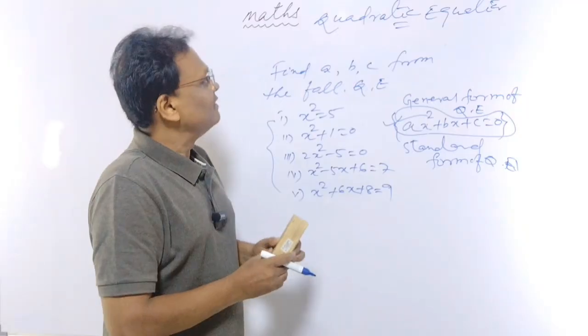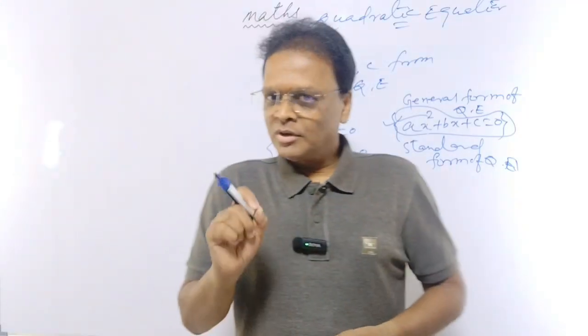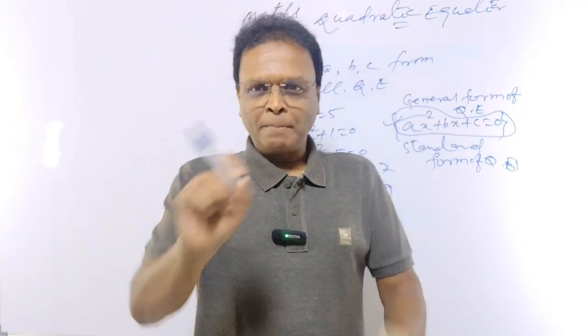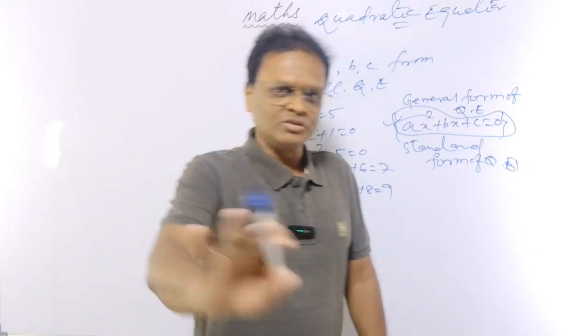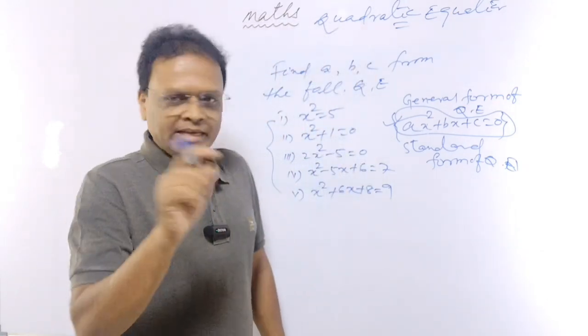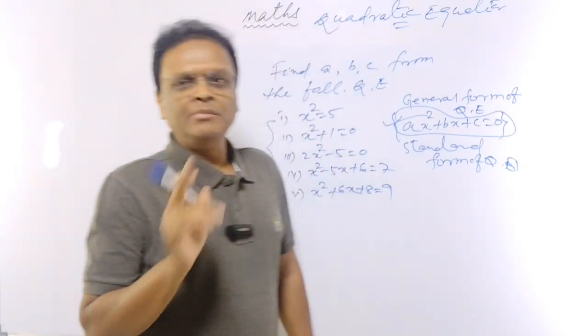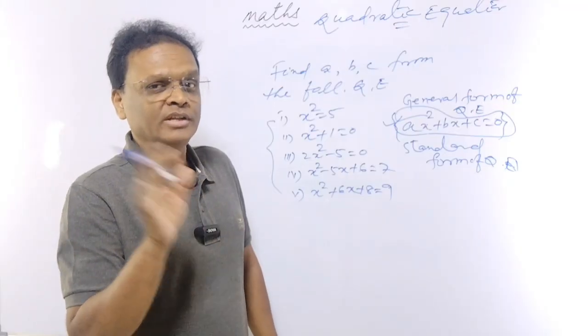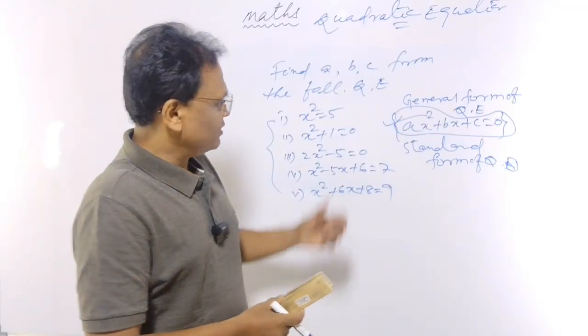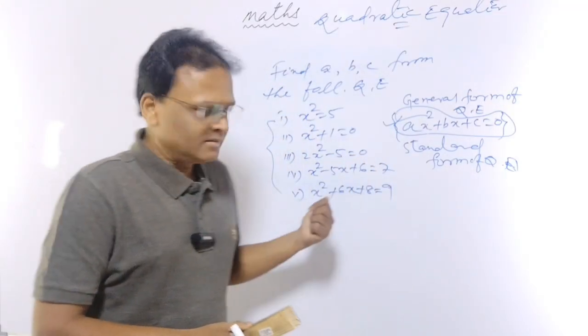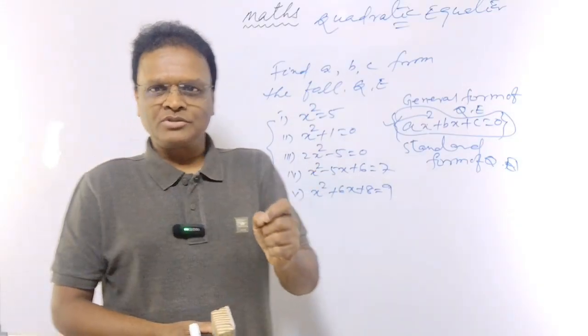I think this is about the quadratic equation you got. A quadratic polynomial becomes a quadratic equation if you write equals to 0. And A will never be equal to 0. If A becomes 0, this quadratic equation becomes a linear equation. So with this you can check how to find whether the given equation is a quadratic equation or not.